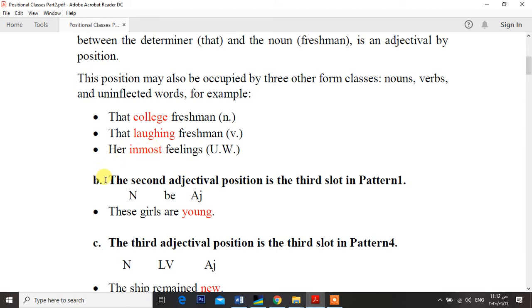B. The second adjectival position is the third slot in Part1. Part1 consists of N, B, and AJ, adjective. These girls are young. Young here is an adjective by form and an adjectival by position.